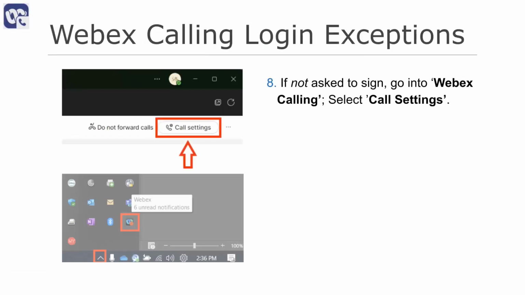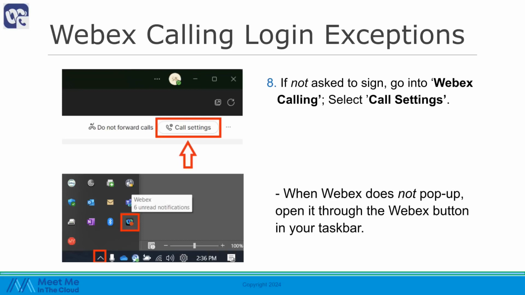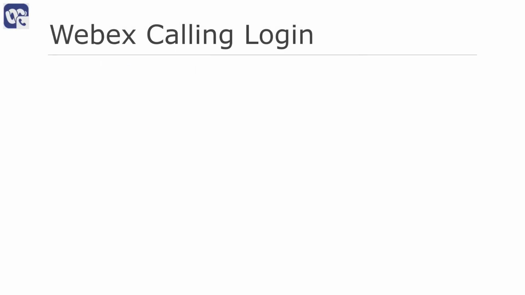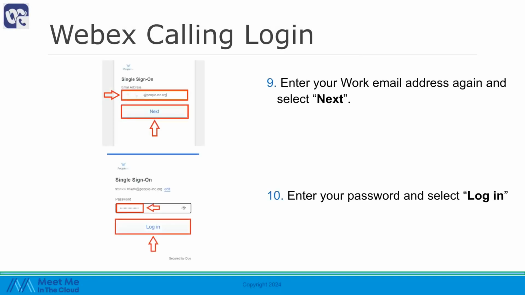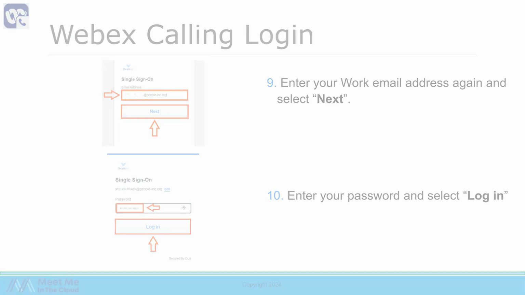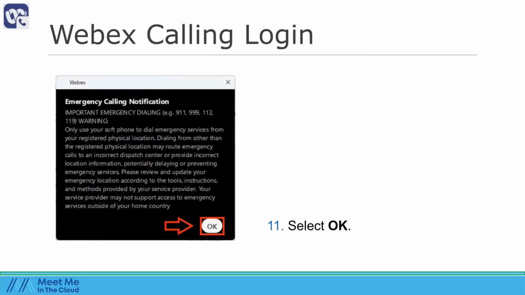Note that in the event you are not asked to sign into Webex right away, go into Webex calling and select Call Settings. If Webex does not pop up, open it through the Webex button in your taskbar. You will now enter your work email address again and select Next. Then enter your password and select Login. Next, acknowledge the emergency calling notification and select OK.